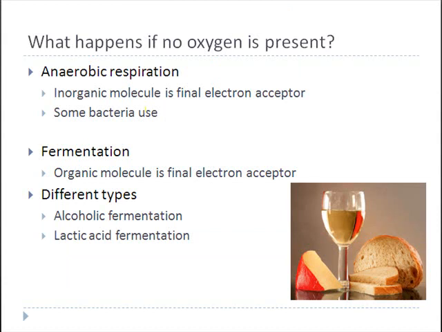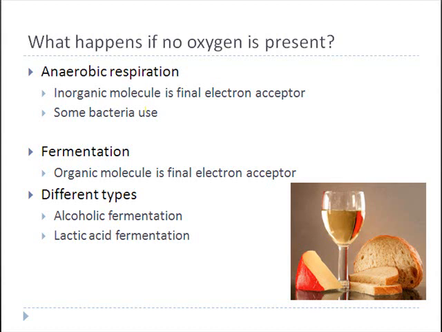When oxygen is not present for a cell, that creates an issue for it in terms of generating ATP. It's got to find some other final electron acceptor for the electron transport chain so that it can continue to manufacture ATP, or it's going to have to go through some other route that I'm going to talk about in a second, called fermentation.